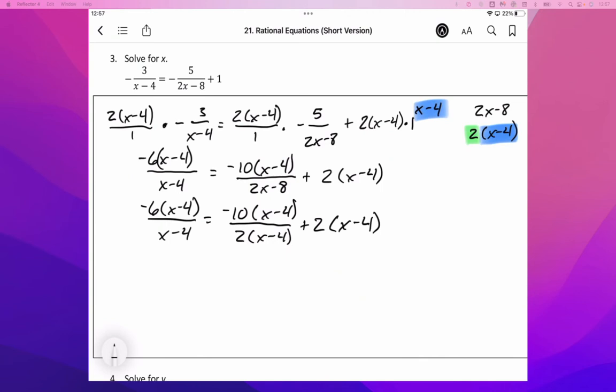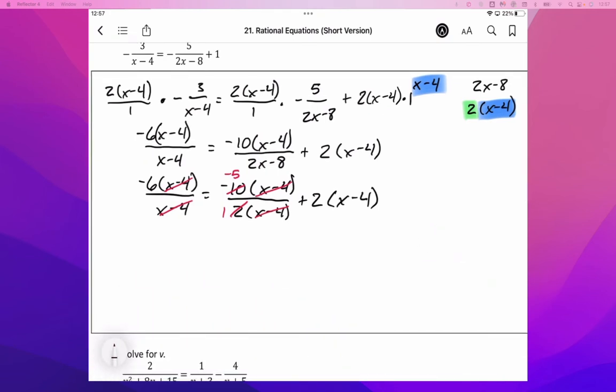This problem is particularly nasty. So now we need to do our canceling. So the x minus 4s will drop out there. The x minus 4s will drop out here. That negative 10 and that 2 will play together to make a negative 5 over 1. And we can see that because we multiplied both sides of that equation by a common denominator, all of our fractions are disappearing. We are left on the left side with negative 6, and on the right side, negative 5 over 1, which is the same as negative 5, plus 2 times x minus 4.